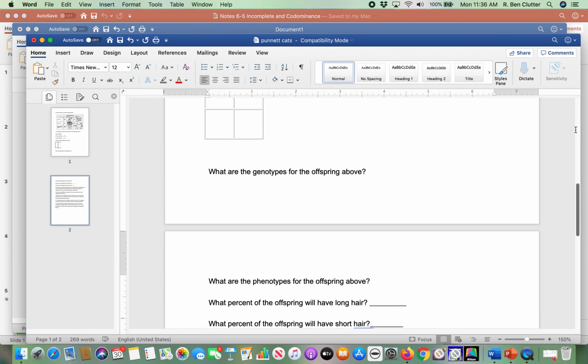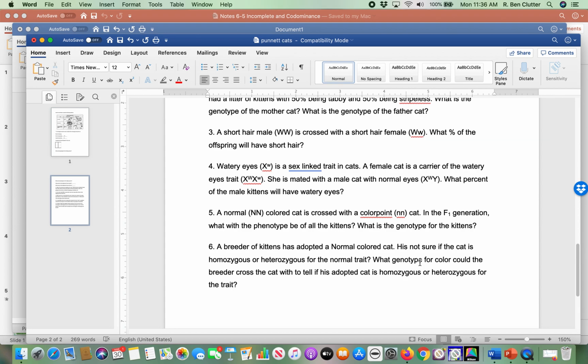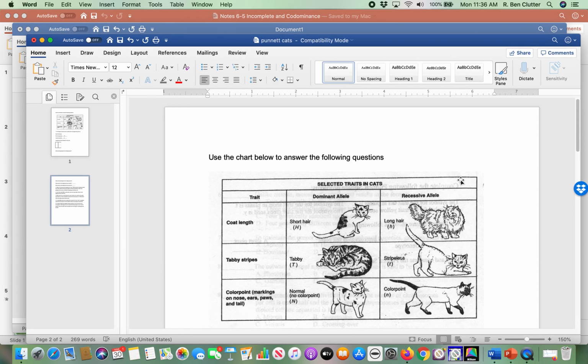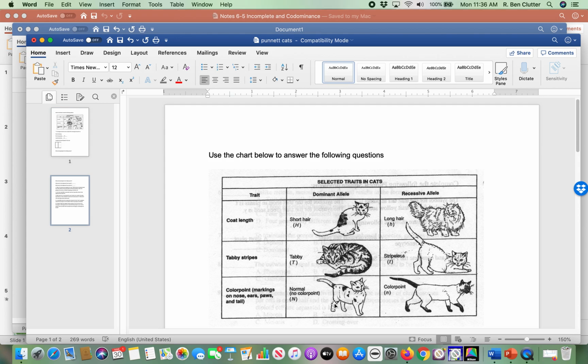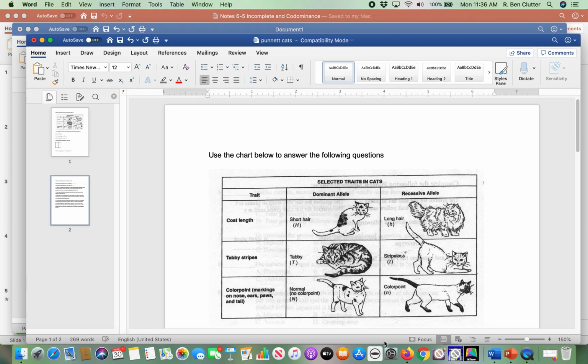And let's reread the question. That is a very important thing to do. Reread the question. All right. What is the phenotype going to be of all the kittens? So phenotype is what do we see, and our traits, capital N is normal, no color point, and lowercase n is color point. And so what we see here is that we have all of them no color point. So 100% no color point, and then 0% color point. And again, that's a 4-to-0 ratio.